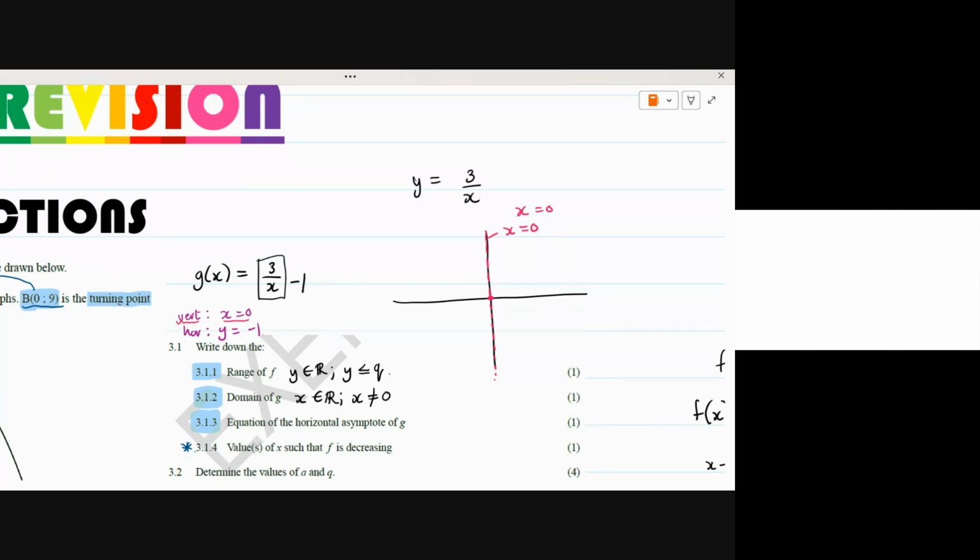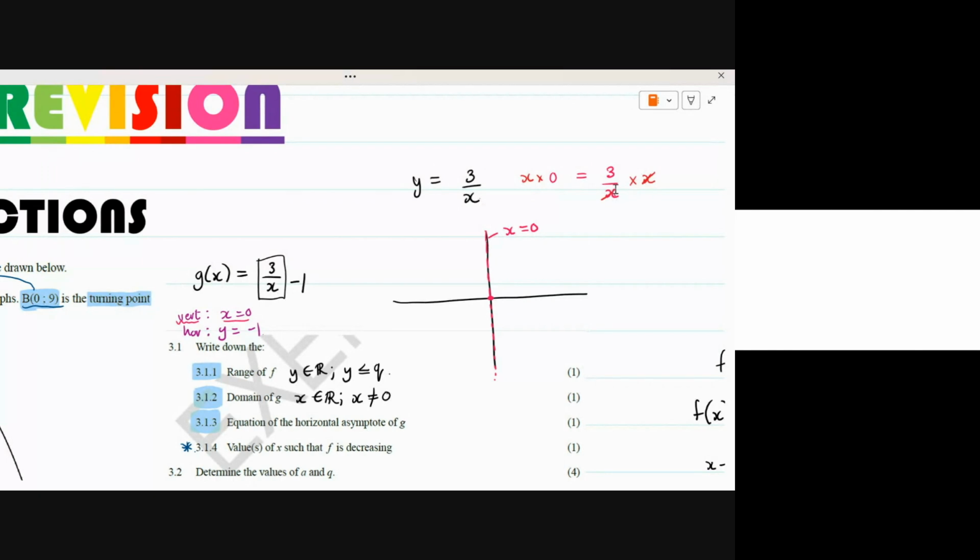Now, if we go ahead and make y equal to 0 in this equation, I'm going to get 0 is equal to 3 over x. Now, if I solve for x, I'm going to multiply both sides by x.